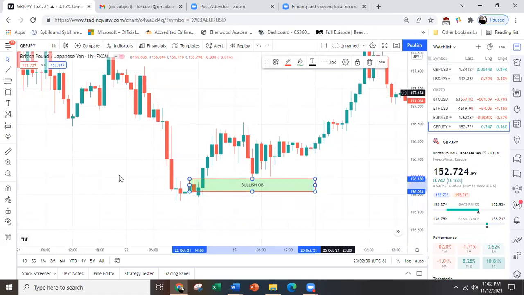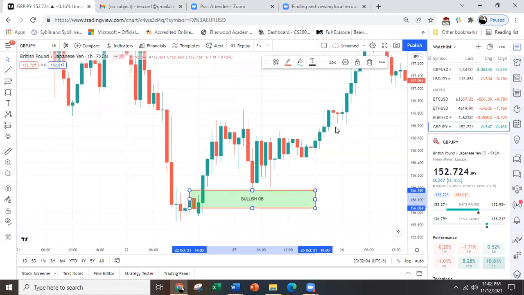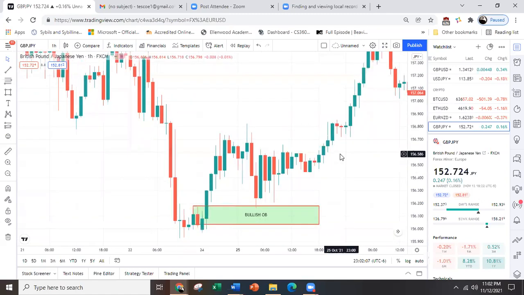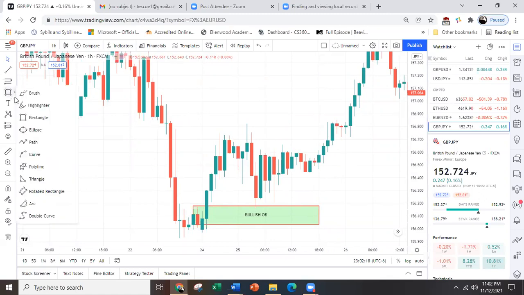So order blocks, you want to look for impulsive moves within the market. And mind you, there's going to be order blocks all on your chart. You need to be able to differentiate what order blocks you take. That's more smart money advanced. You feel what I'm saying? I got to learn the basics first. But understand that there's going to be order blocks all over your chart.